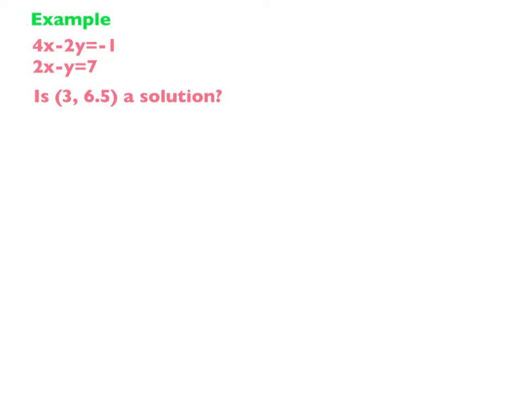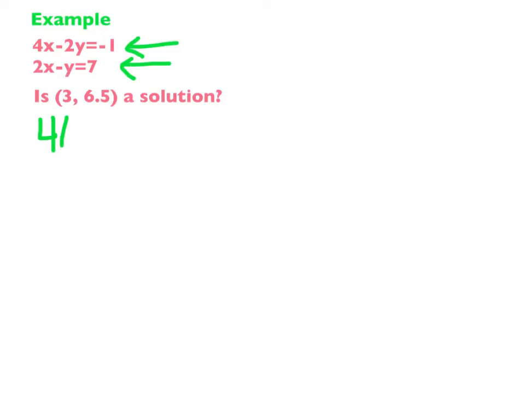Alright, let's look at a few examples here. I've got the system 4x minus 2y equals negative 1, and I have 2x minus y equals 7. So I might ask you a question like, is (3, 6.5) a solution? And if it is, when you plug it in, it will be true. But you have to plug it into both equations, and it has to be true in both equations.